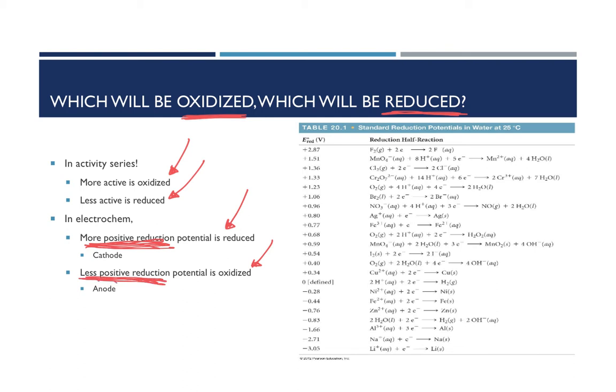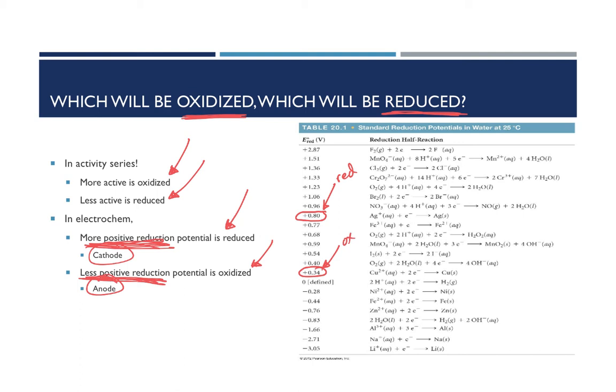Okay? More positive happens at the cathode, less positive happens at the anode. So as an example of this, if I just looked on my chart over here and I had a battery that had silver ions in solution and it had copper ions in solution, we would know, oh, this is more positive, so this is going to be the reduction. This is less positive, so it's going to be the oxidation.